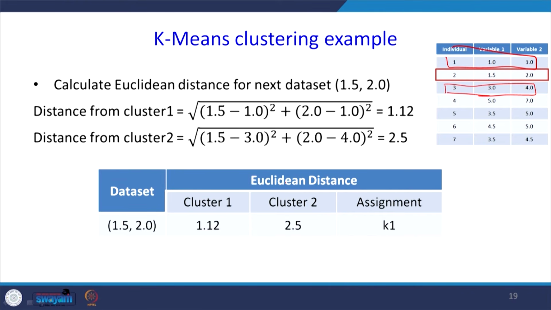So, the Euclidean distance: the data set is 1.5 comma 2, the distance between cluster 1 and this data set is 1.12, and the distance between cluster 2 and the data set is 2.5. So, this point is closer to cluster 1 because the distance is less, 1.12. So, we are going to assign this point, that is individual 2, into cluster 1, that is K1. So, this point is assigned to K1.